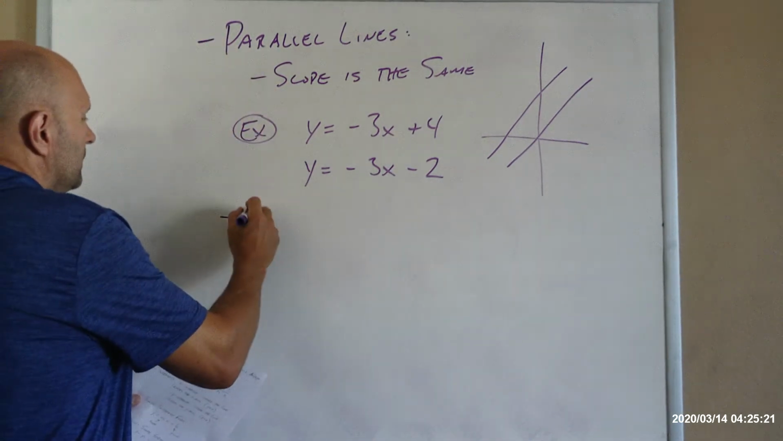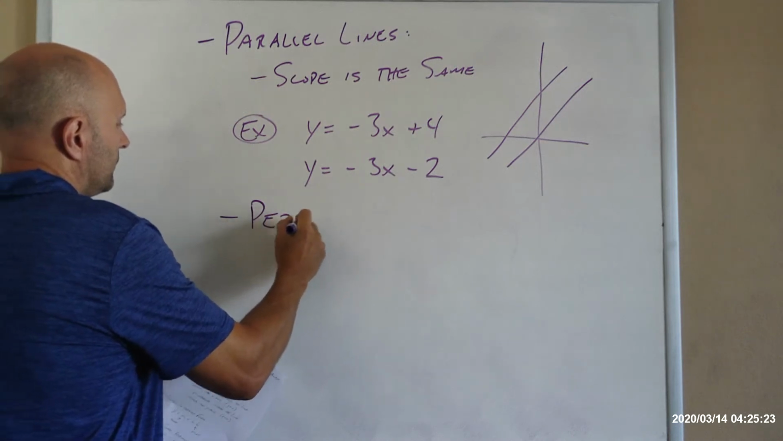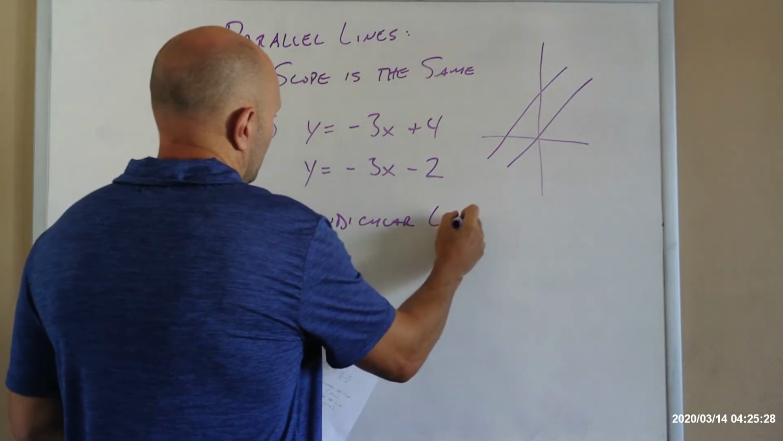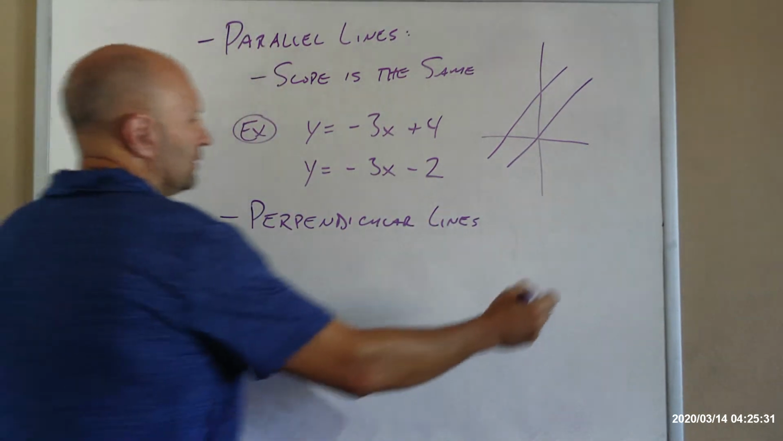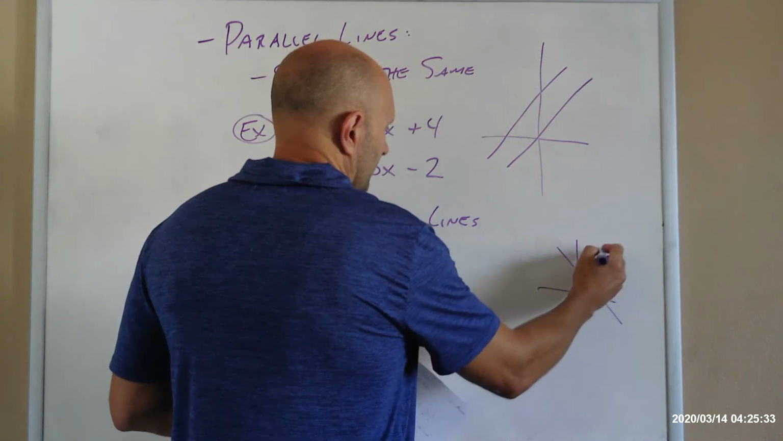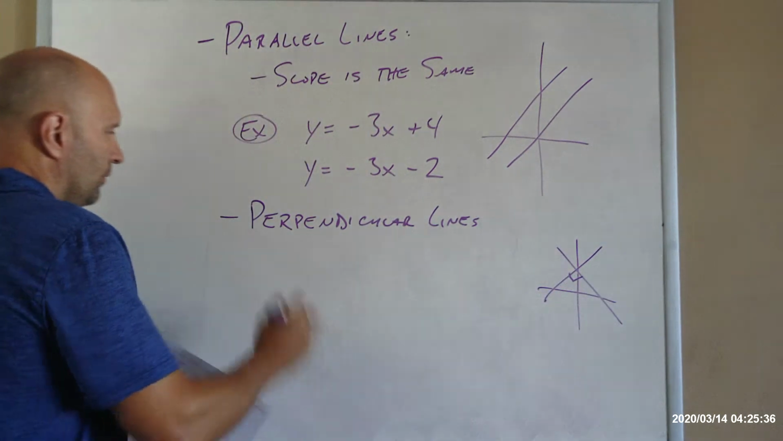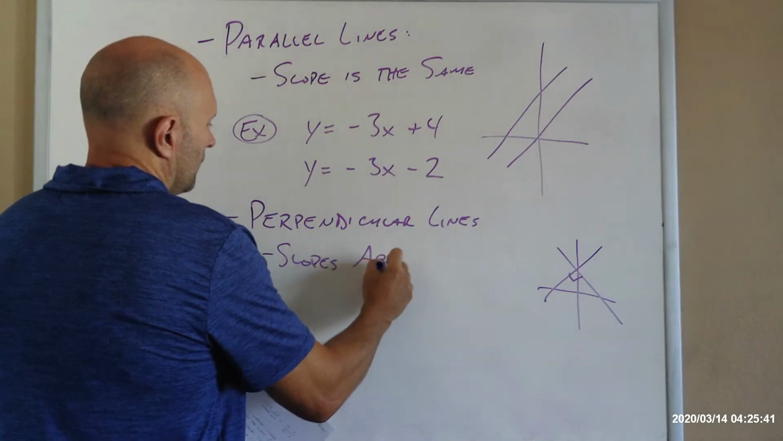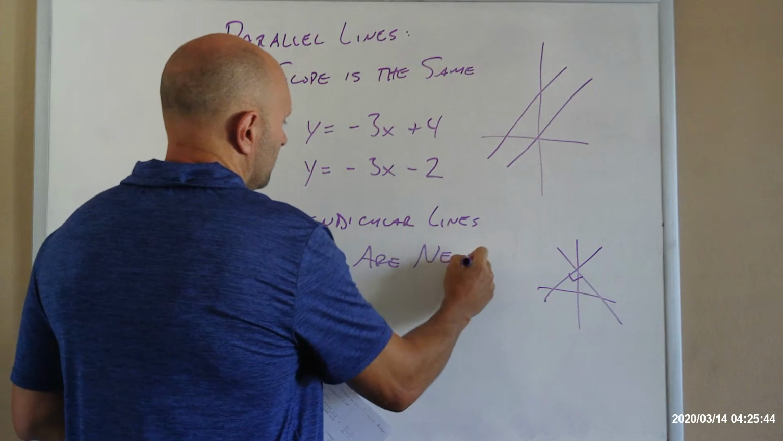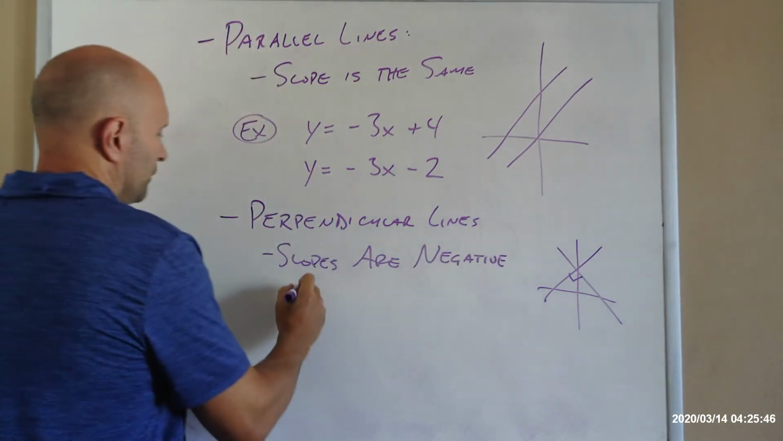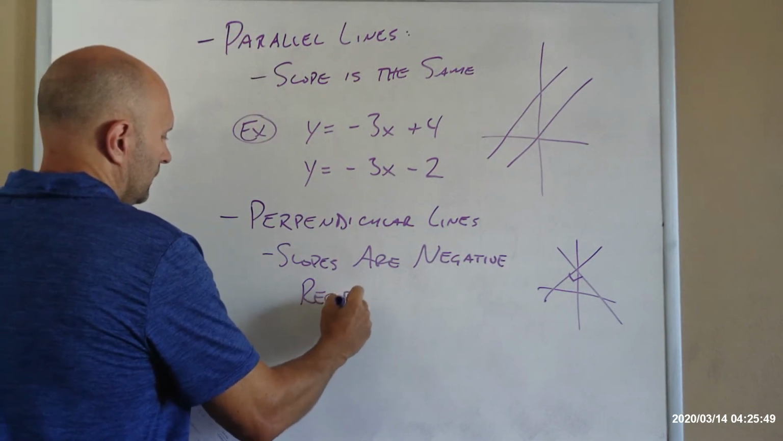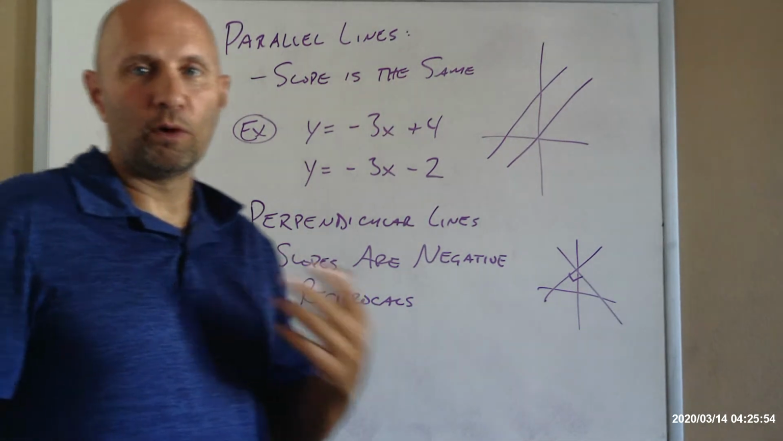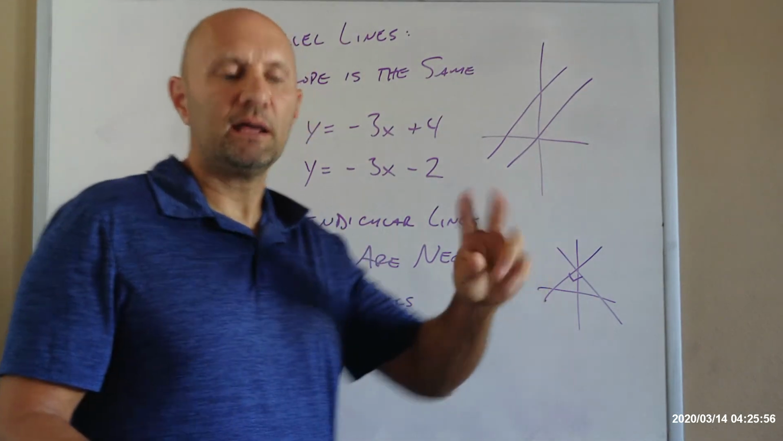So perpendicular lines. Perpendicular lines are lines that meet at a 90-degree angle. And here, the slopes are what we call negative reciprocals. So all that means is, whatever the slope is, take the negative of it and flip it.